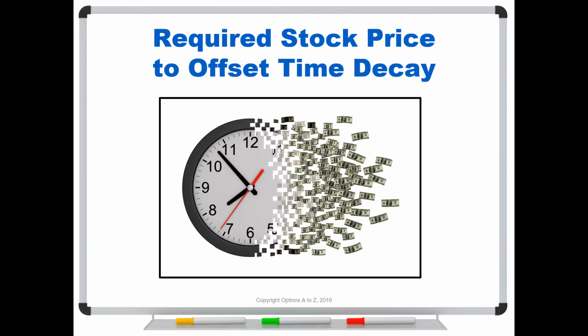And I wanted to post a quick video to answer another email that I received from one of our traders here asking a really interesting question. And that is, is there a way to estimate the required stock price move that you need to offset the time decay in your option over a short period of time, let's say over the course of a week? So the answer is very easy if you're at expiration, but it's not so easy prior to expiration. So let's take a look at how you would do that.